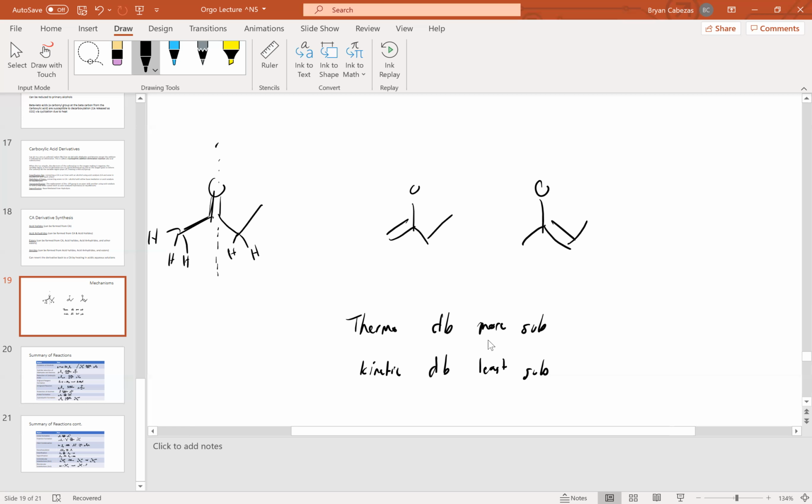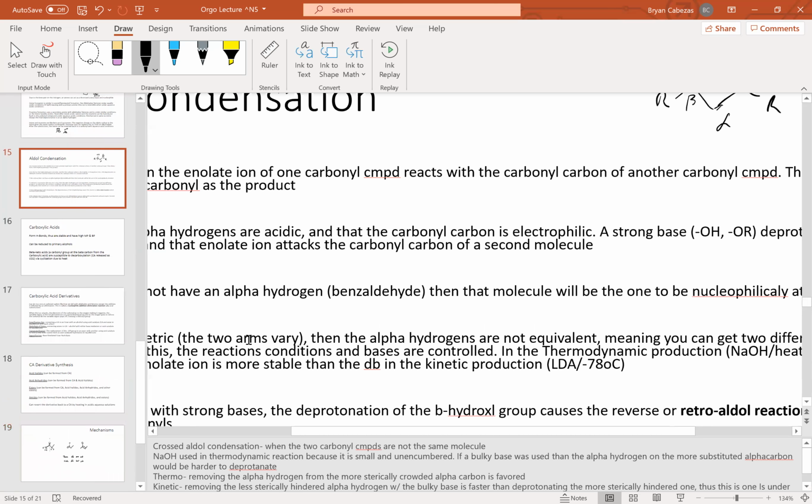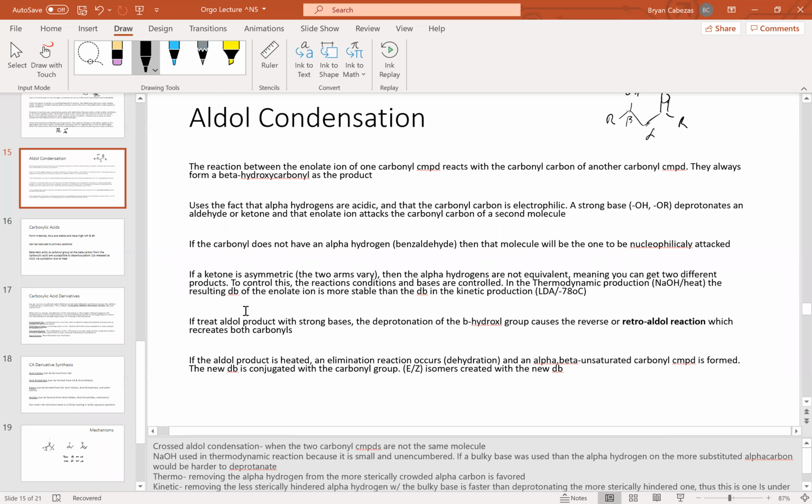Okay, so how can we alter the environment of our reaction so that we can make sure that we get either the thermal product or the kinetic product? Well, let's look at this reaction. Let's go back to our slides real quick. And we see that if a ketone is asymmetric, then the alpha hydrogens are not equivalent, and you can have either a thermodynamic product or a kinetic product, right?